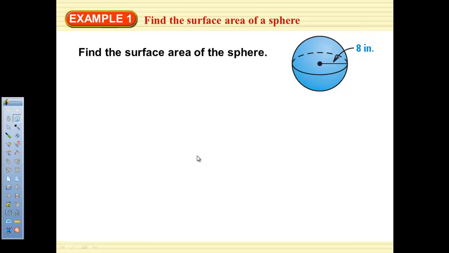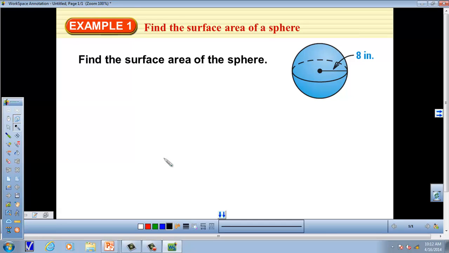We're now looking at the solid known as a sphere and finding the surface area and the volume for this sphere. First question here, we're looking at the surface area, and remember from your notes the surface area is going to be 4 pi r squared. All we need here is the radius.